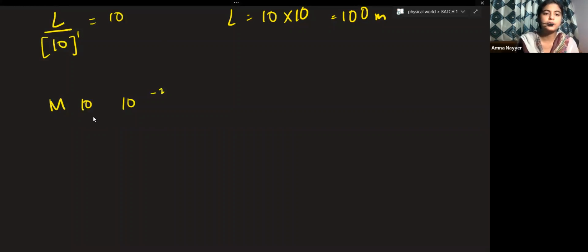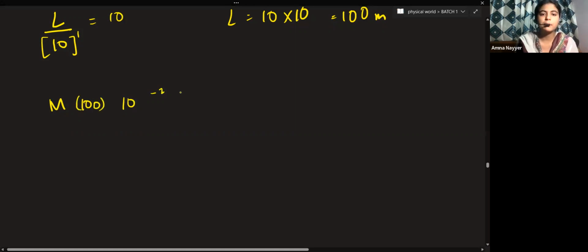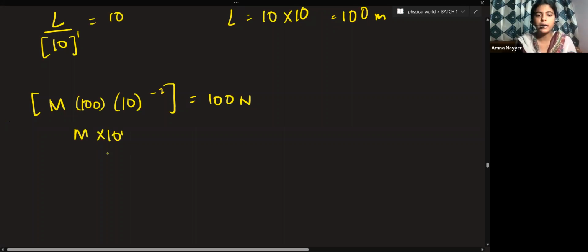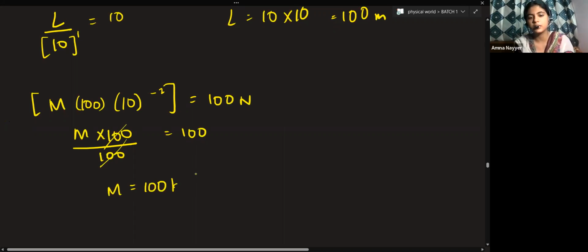This is your dimensional formula that is coming. This is 100. This is 10 to the power minus 2. This is the whole dimension formula that is equal to 100 Newton. Now, M into 100 divided by 100. This is equal to 100 Newtons. So 100 gets cancelled. Mass also comes out to be 100 kgs.